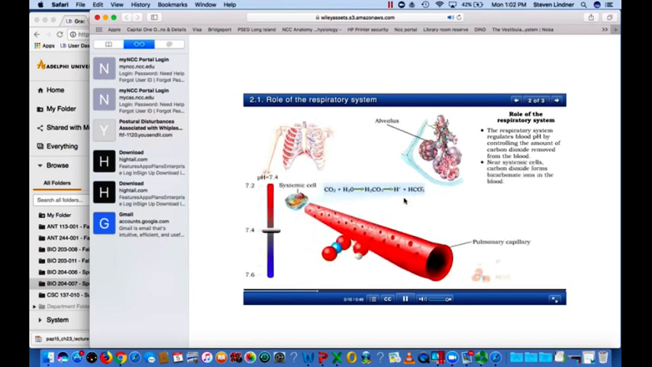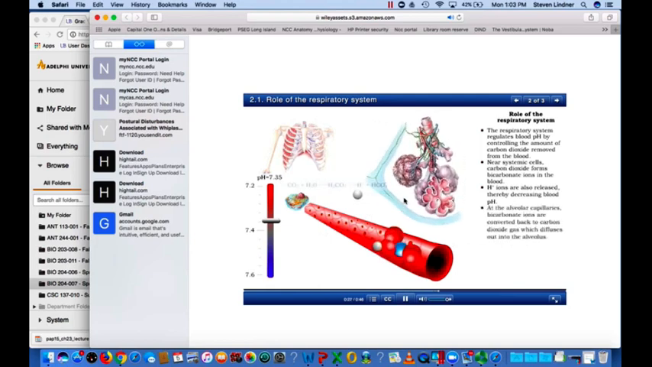Near systemic cells, carbon dioxide forms bicarbonate ions in the blood. Hydrogen ions are also released. This decreases blood pH. At the alveolar capillaries, bicarbonate ions are converted back to carbon dioxide gas, which diffuses out into the alveolus. A reduction of carbon dioxide in the blood reduces hydrogen ion production. This increases blood pH.